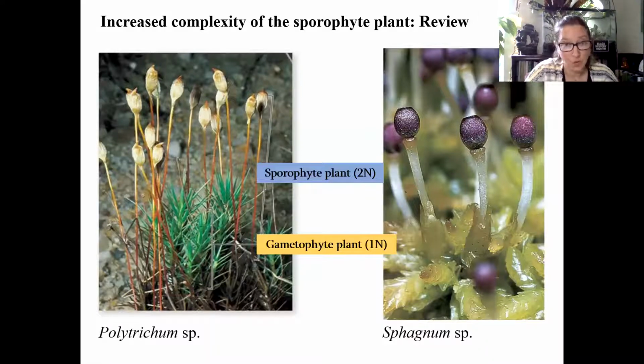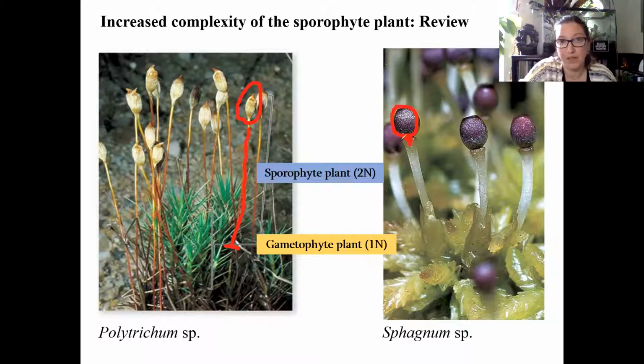This is just a reminder. These are two types of mosses we looked at: Polytrichum moss. Polytrichum moss sporophyte plant has a foot, has a seta, has a capsule. Sphagnum moss has, we'll start from the top here because it's easier, a capsule. And in here it has a foot. And that's it.